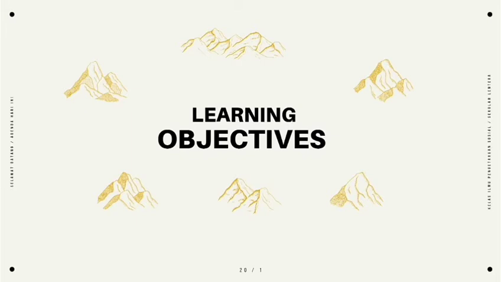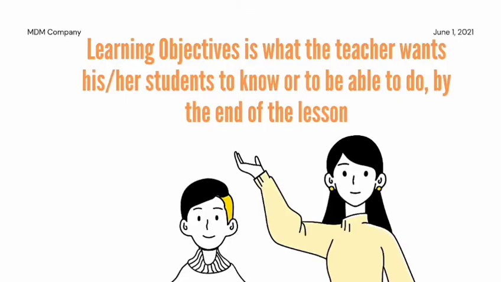Okay, we will learn about learning objectives. Learning objectives are what the teacher wants his or her students to know or to be able to do by the end of the lesson. Is there another name for learning objectives? Yes, they are sometimes called intended learning outcomes, student learning objectives, or lesson objectives.